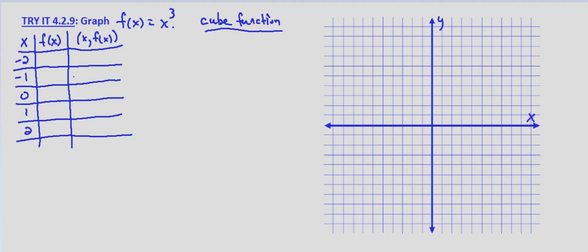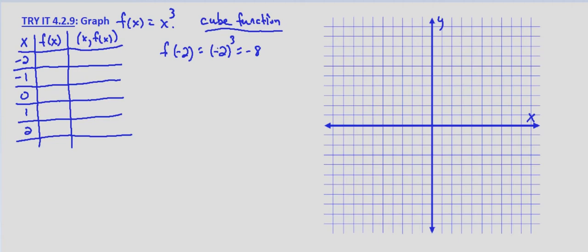We'll substitute in our x values. I went ahead and made a little table here. I listed the x values from -2 to 2. And then we determine what the value of the function is at that x value. So f of -2 equals -2 cubed.